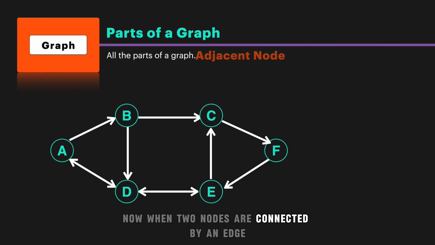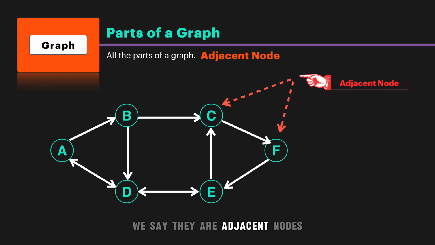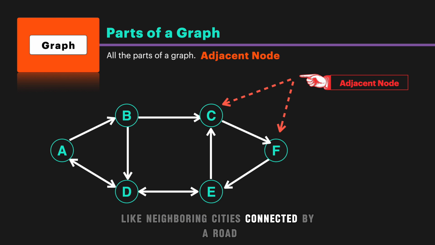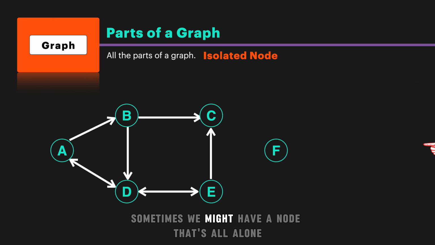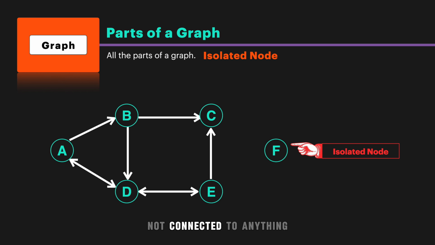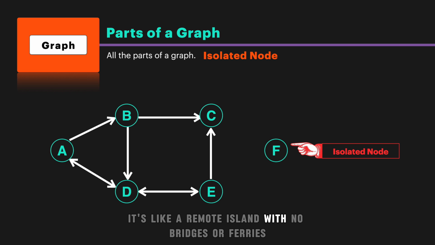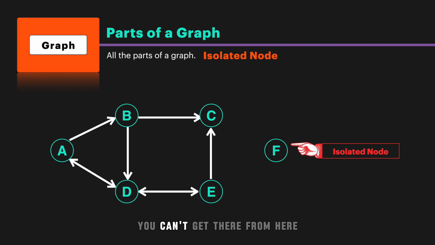Now, when two nodes are connected by an edge, we say they are adjacent nodes, like neighboring cities connected by a road. It's like they're right next door to each other. Sometimes, we might have a node that's all alone, not connected to anything. That's called an isolated node. It's like a remote island with no bridges or ferries. You can't get there from here.